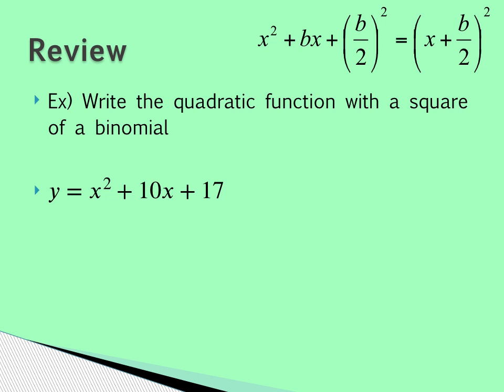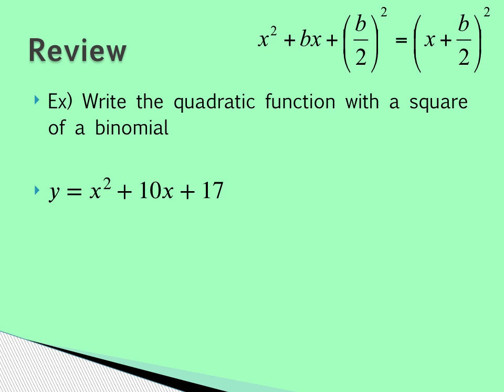So the last review part here for this process is when we have a coefficient of 1, so it's a 1x squared, and we write that quadratic function with the square of a binomial. Well, I'm going to completely discount the 17 for right now, and I'm just going to focus on the x squared plus the 10x. I'm not going to worry about the 17.